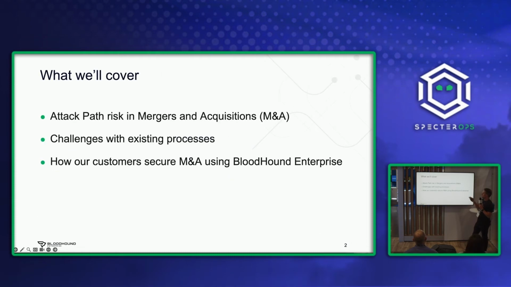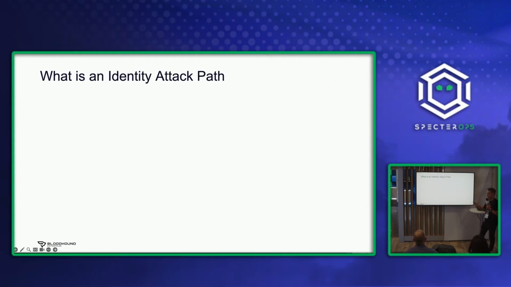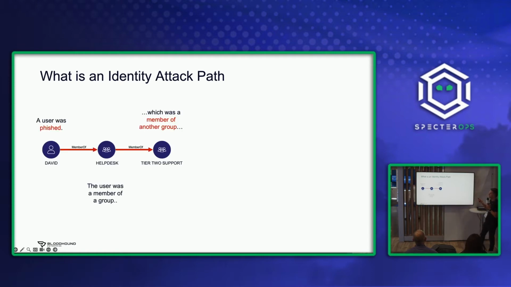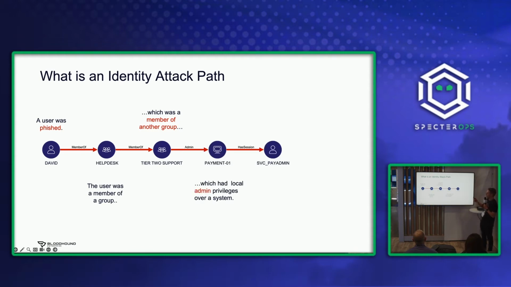All right. So what we're going to cover is attack path risk in mergers and acquisitions, challenges with the existing ways that people try to deal with this, and then how our customers specifically do this. So first of all, what is an identity attack path? An identity attack path is just a string of misconfigurations or unpatchable configurations or privileges that allow an attacker to go from a low privilege context to a high privilege context.